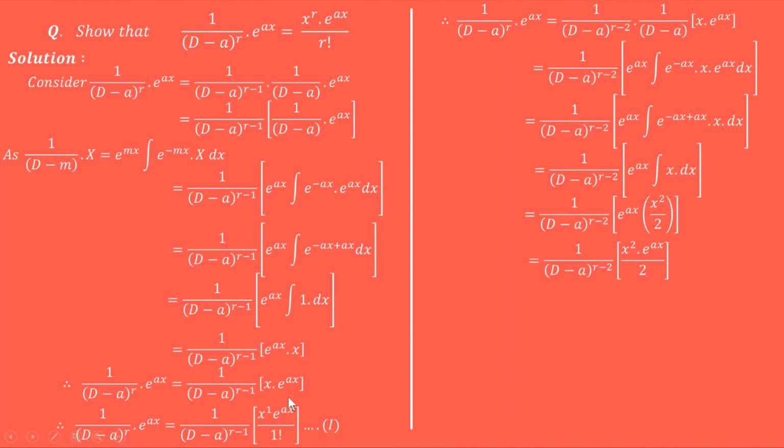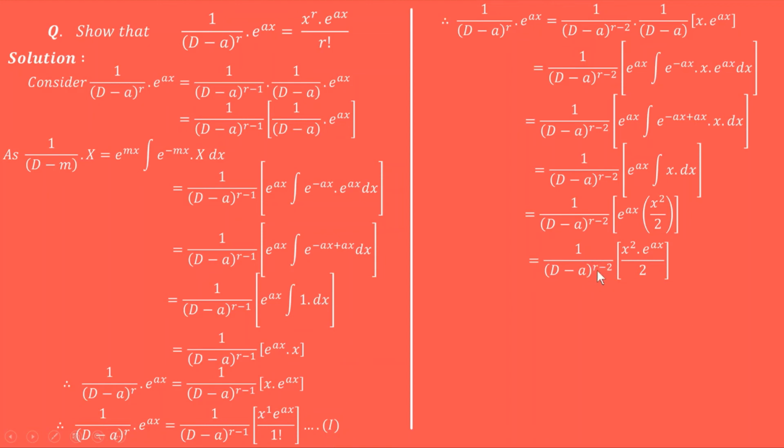You can write this equation as 1/(D-a)^r e^x = 1/(D-a)^(r-1) times x^1 e^x / 1!, where 1 means 1 factorial. So you can express this equation like this. This is equation number 1.